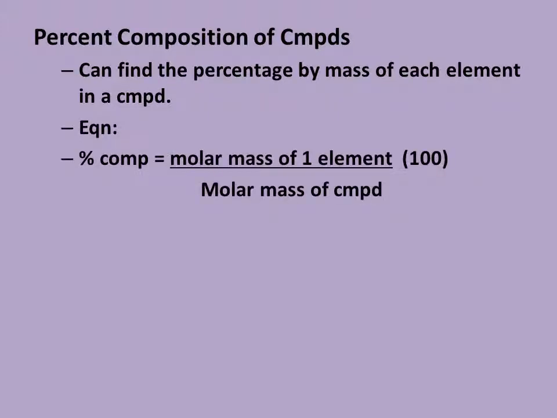So here's your equation that you can write on your note card. Percent composition is the molar mass of one element divided by the molar mass of the compound, all times 100. Remember that molar mass represents 1 mole of something, which you get from the periodic table, because that mass is the molar mass, which is 1 mole.